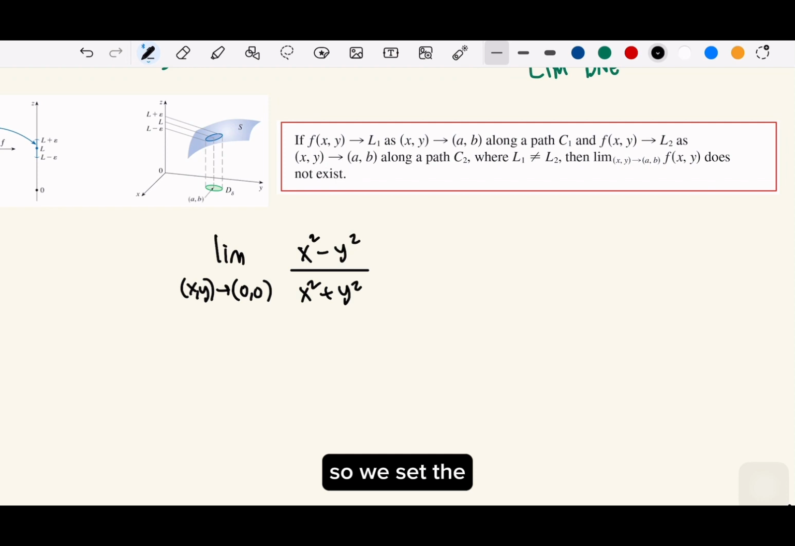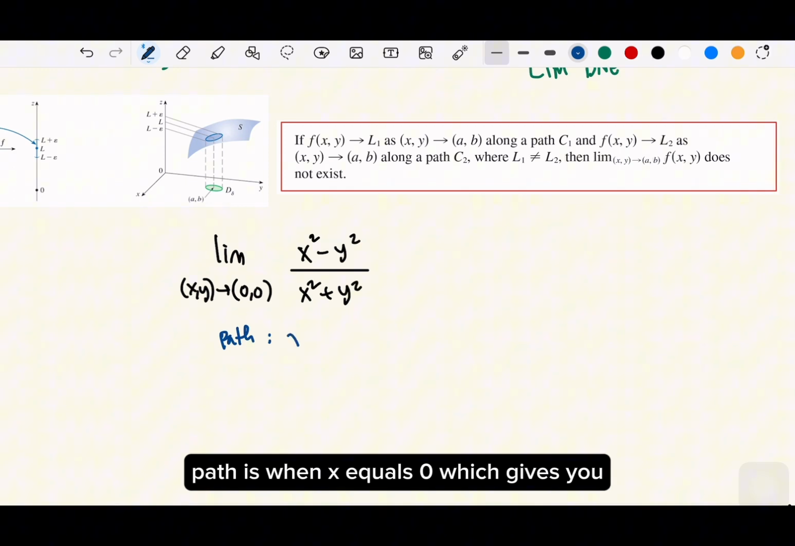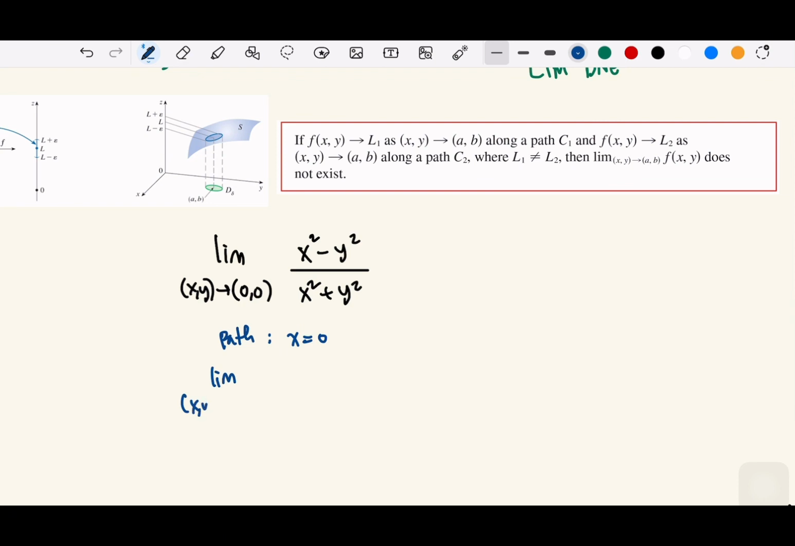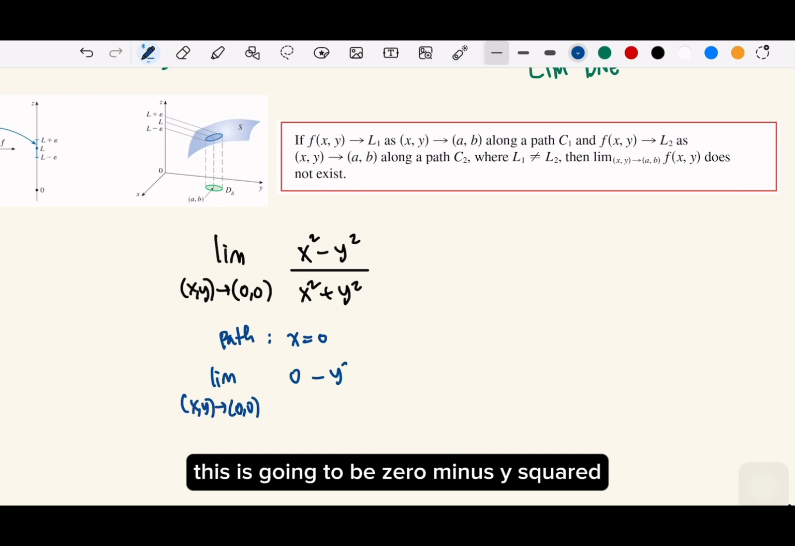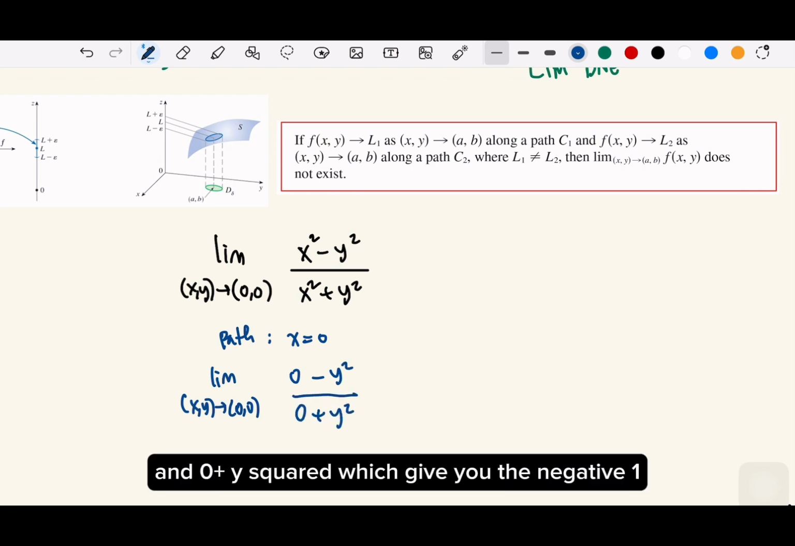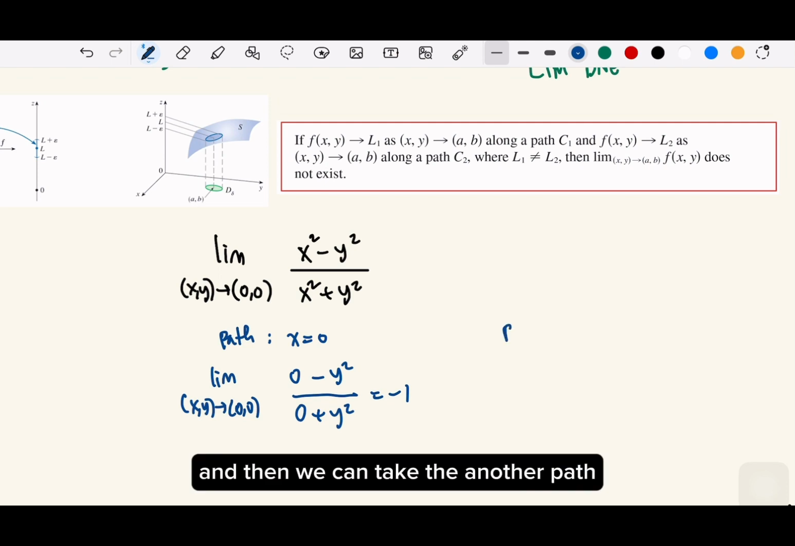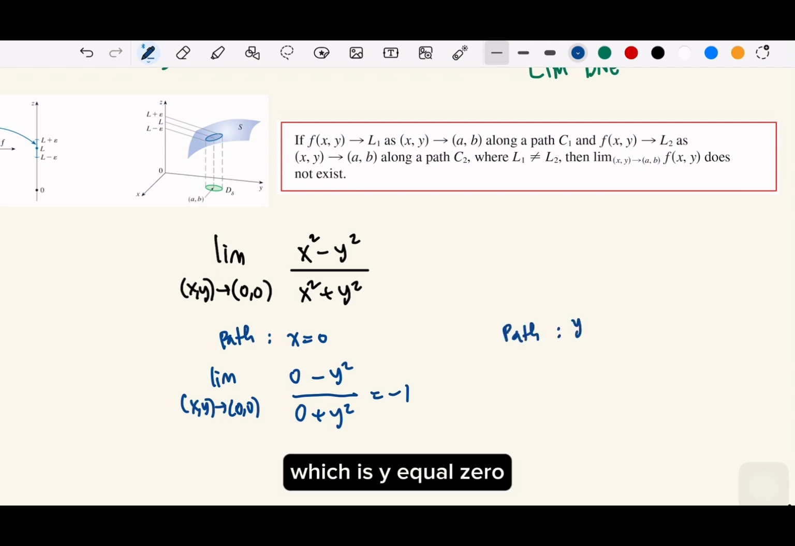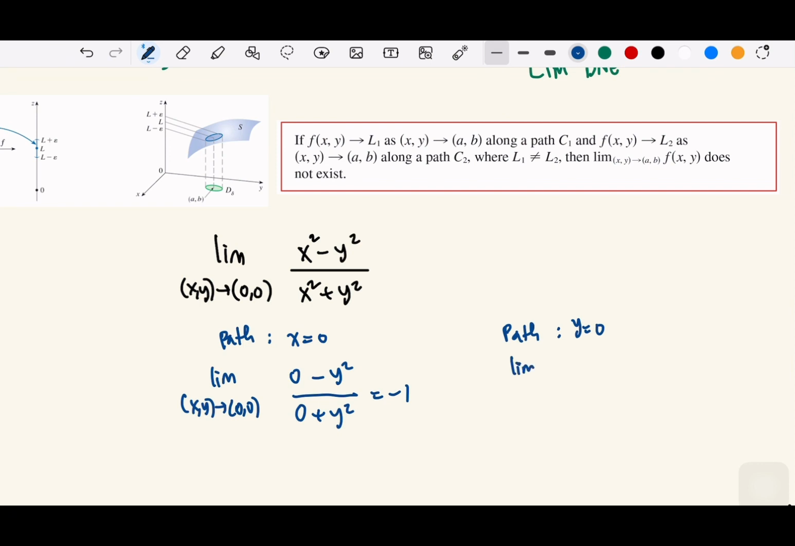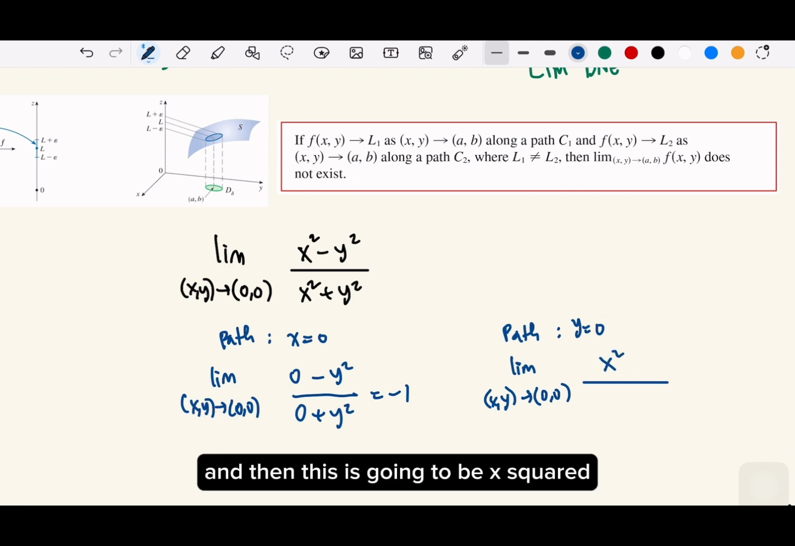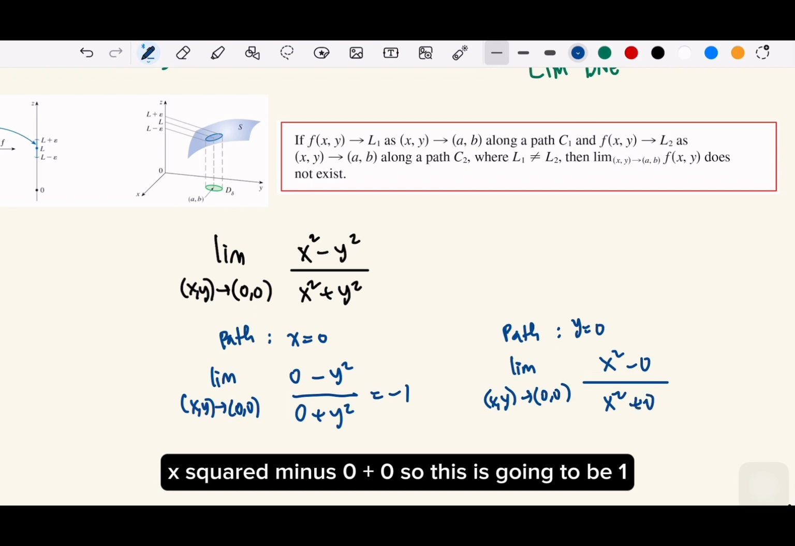So we set the path where x equals 0, which gives you 0 minus y squared over 0 plus y squared, which gives you -1. Then we can take another path, which is y equals 0. Then this is going to be x squared minus 0 over x squared plus 0, so this is going to be 1.